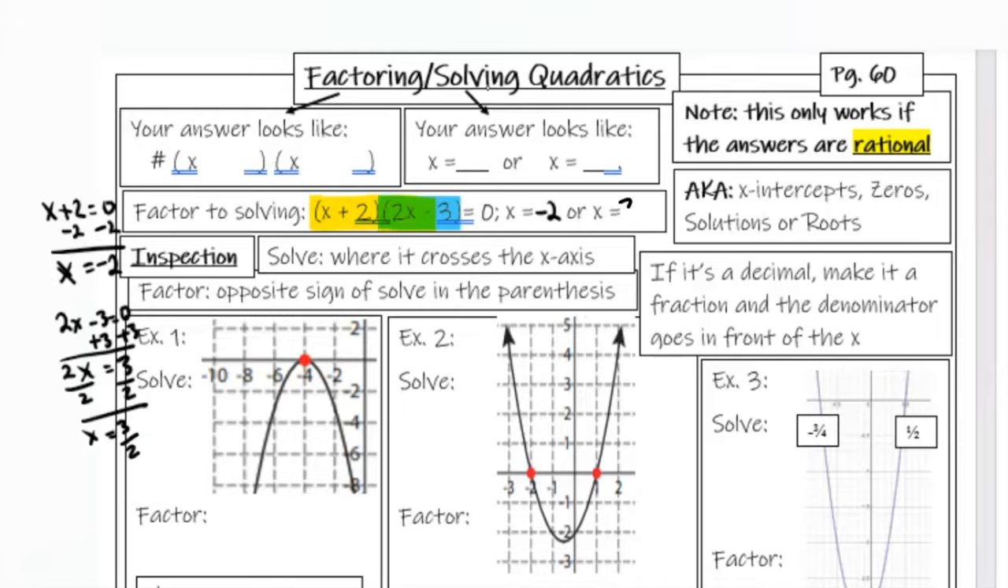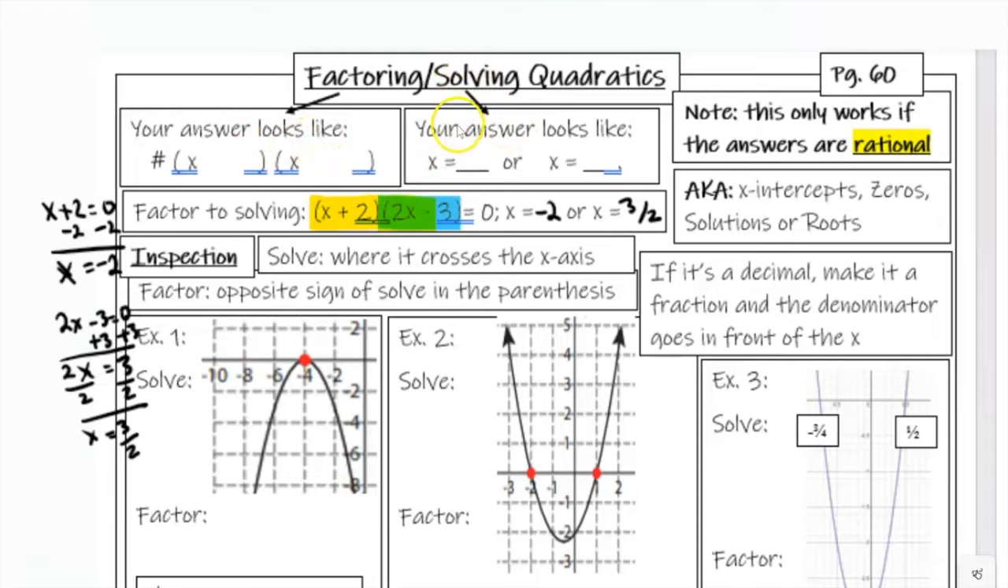So my other solution is 3 over 2, which is saying if x is 3 over 2, then 2 times 3 over 2 is 3, minus 3 is 0. So if this is 0, 0 times anything is going to give me 0. So that's the difference between factored and solution. Okay, so factored, think factored form, factoring: 2 parentheses. Solution, think when I set this equal to 0.